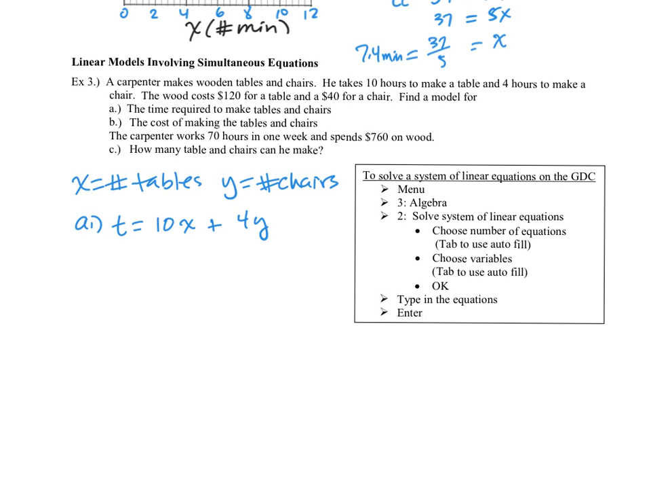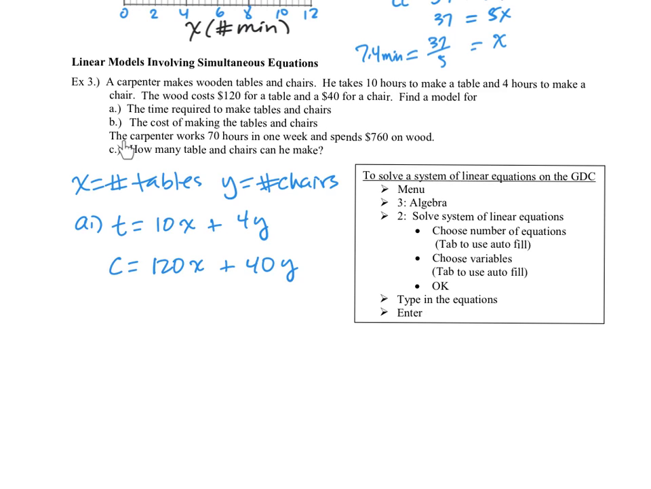Okay, and then letter B says find the cost of making the tables and chairs. Well, we know that each table costs $120 and each chair costs $40. So let's write a cost function. So each table is $120 multiplied by x, the number of tables, that's the total cost in tables, plus each chair costs $40 times the number of chairs, which would be y. Okay, so there's our system of simultaneous equations.